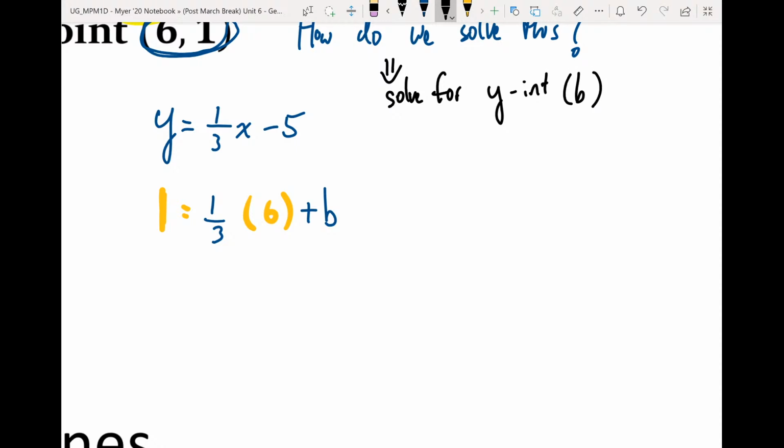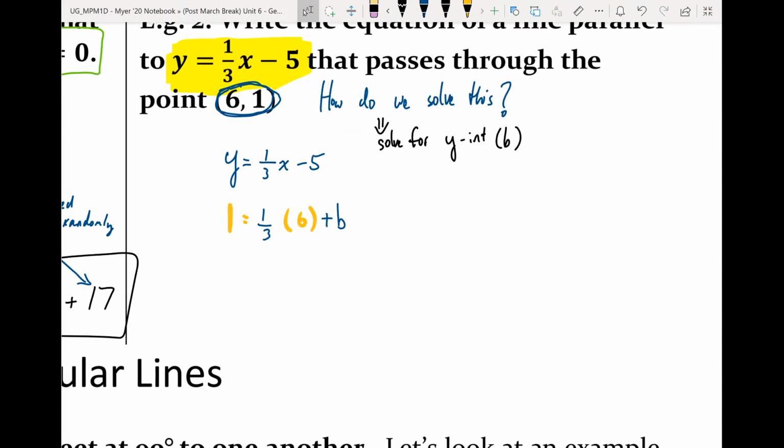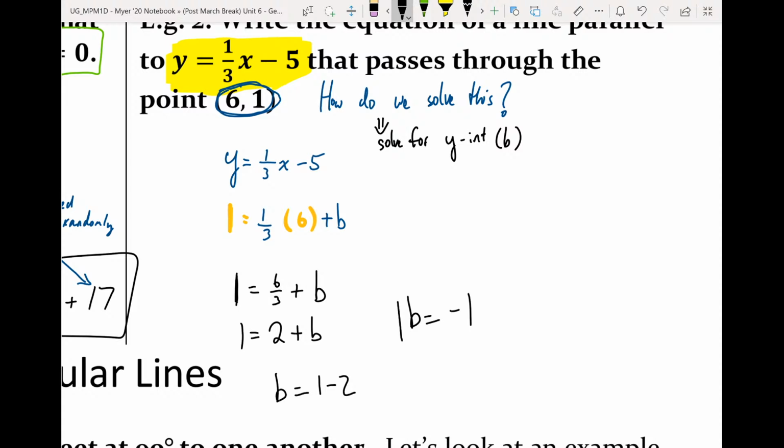All right, so we need to solve for b. So instead of negative 5, because that's that line, we want to find a parallel one, we need to find the y-intercept that uses those 2 points. So now we can solve it. So then we're left with 1 is equal to 1/3 times 6, which is like 6 over 3, plus b. 1 equals 2 plus b. b equals 1 minus 2. b equals -1.